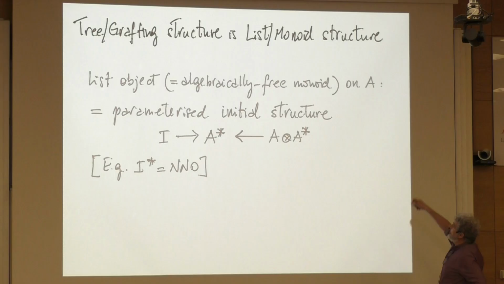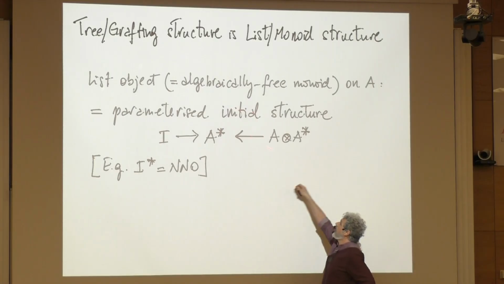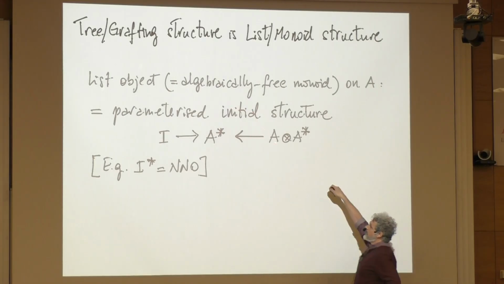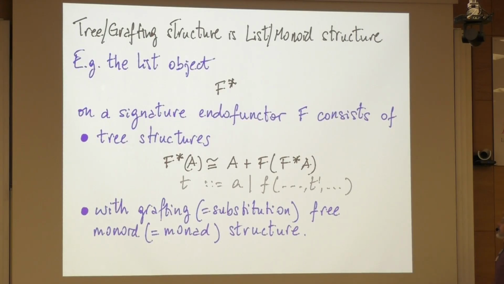So in fact, what we are dealing with is list objects, or in the sense of Max Kelly, algebraically free monoids. These are initial structures with a unit and an action, that are initial from the parameterized point of view. And this list object will be crucial in what I'm going to do later on. So how are these trees actually list objects, or how do they correspond to list structure?